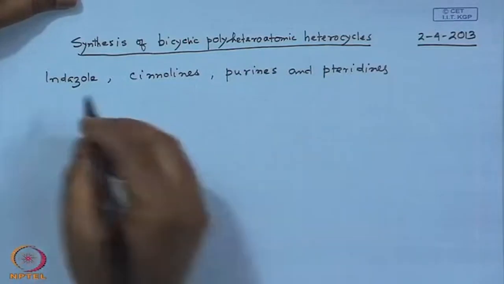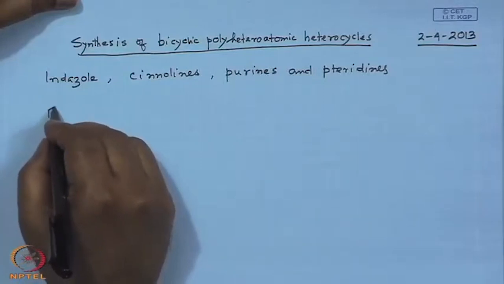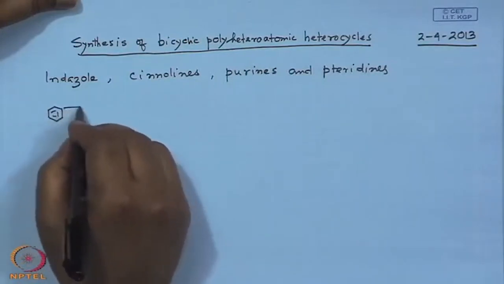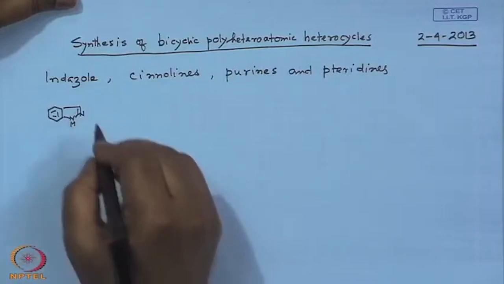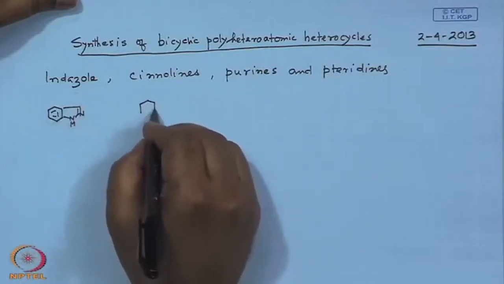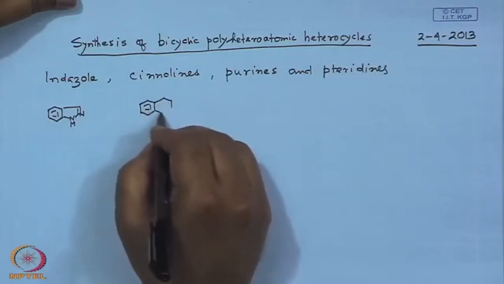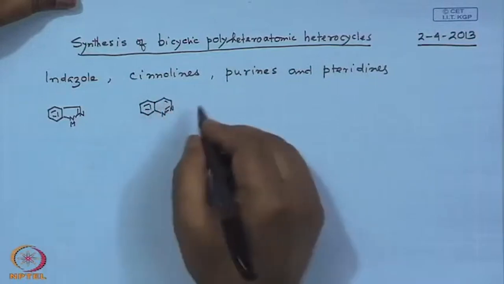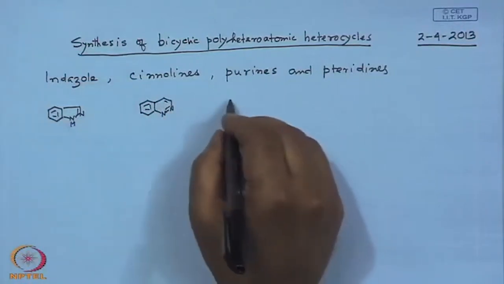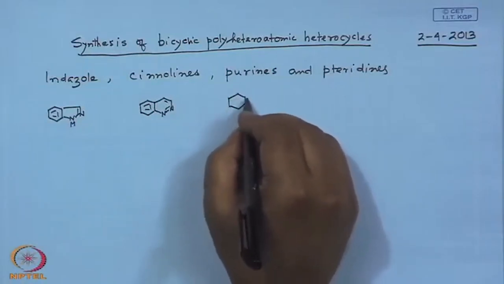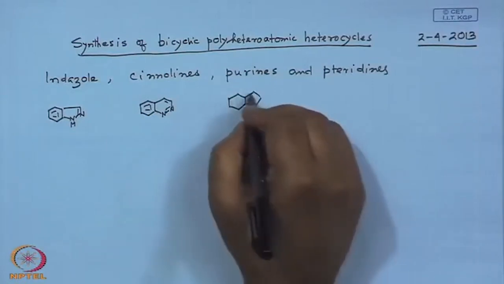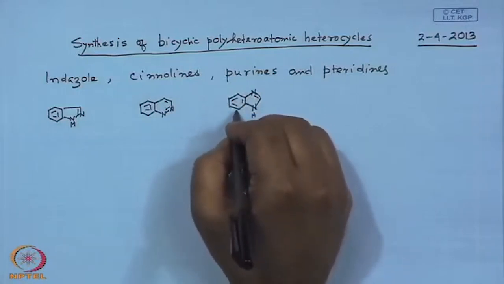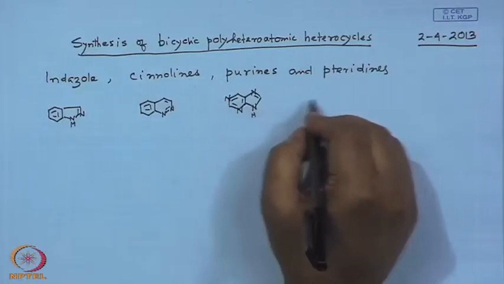And before we start, I think we should be able to know the structures. The first one, as the name says, it has to be a 6-member and a 5-member ring, just like indole, so we can say this is an indole. Cinnolines also are very similar to indazoles, but the second ring is a 6-member ring. And all of you know purine consists of a 5-member ring fused with a 6-member ring; the 5-member ring is imidazole, and the other one is pyrimidine. So this is an important nucleus, all of us know.